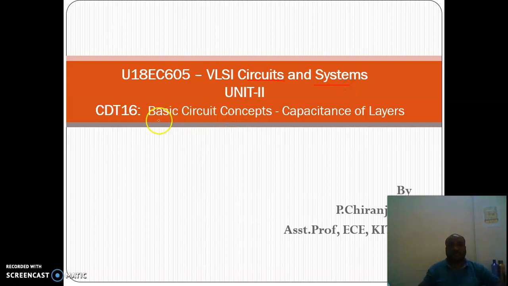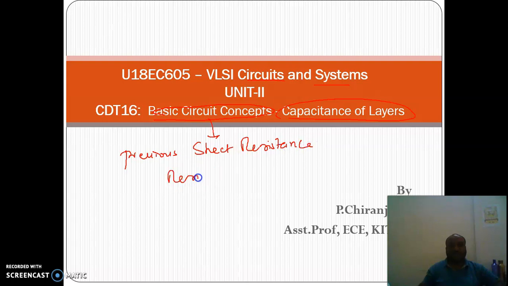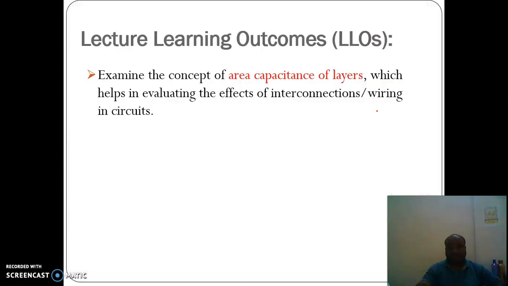Today's topic under basic circuit concepts, we are going to learn capacitance of layers. In the previous topic, we have completed sheet resistance, where we have evaluated the various resistances of the layers, starting from metal layer to polysilicon to diffusion layers in a MOSFET. Now let us focus on capacitance of layers, one more important parameter as far as MOS layers are considered.